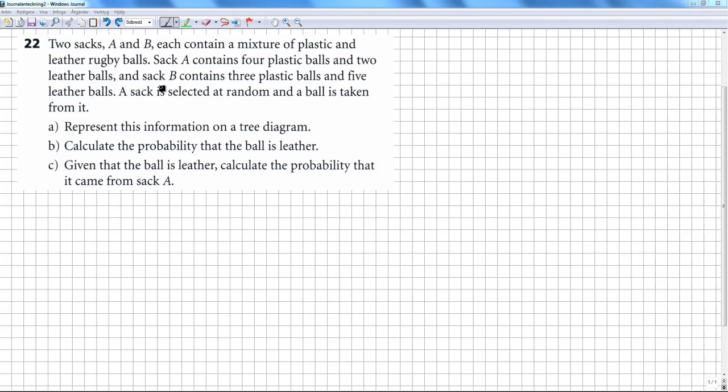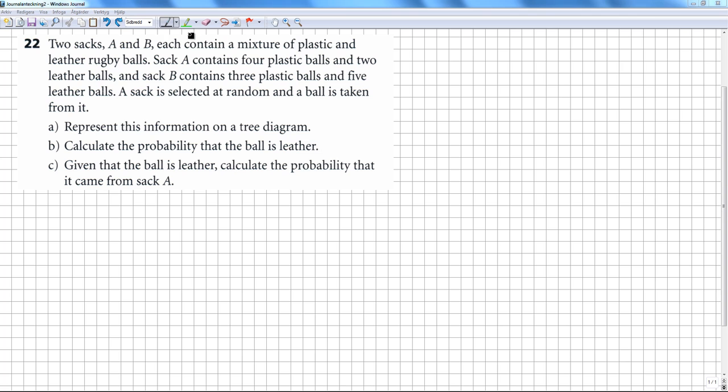Exercise 22. Two sacks, A and B, each contain a mixture of plastic and leather rugby balls. Sack A contains 4 plastic balls and 2 leather balls, and sack B contains 3 plastic balls and 5 leather balls. A sack is selected at random, and a ball is taken from it.